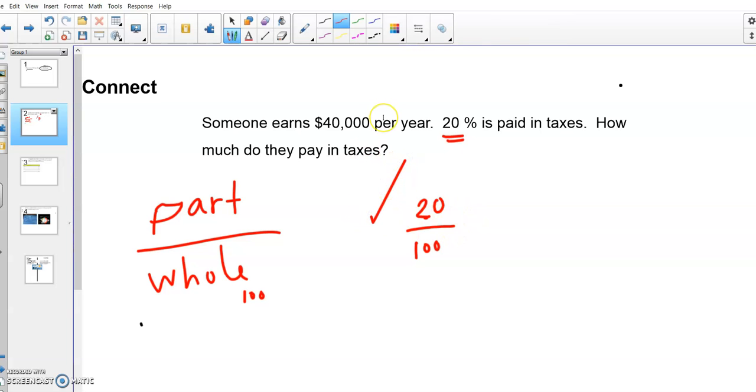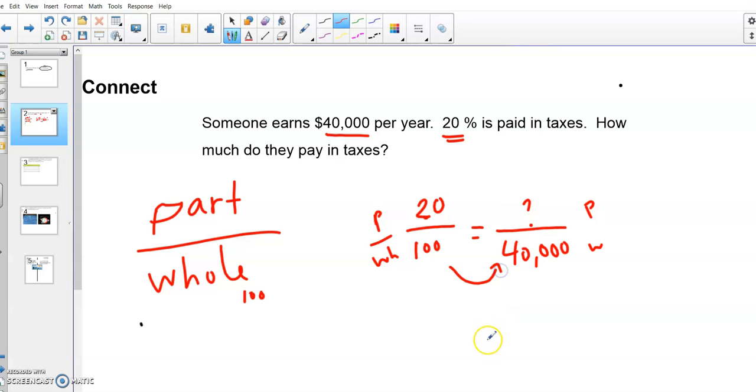Sorry, I'm having a lot of trouble with my program and my pen today, so I may have some issues. So that's a part to whole ratio. And so we've got this $40,000 per year. That's a whole. That's how much money this person makes. And we want to know the part that they pay in taxes. So we have a part here and a whole here as well. So we want to know what part of their 40,000 goes to taxes.